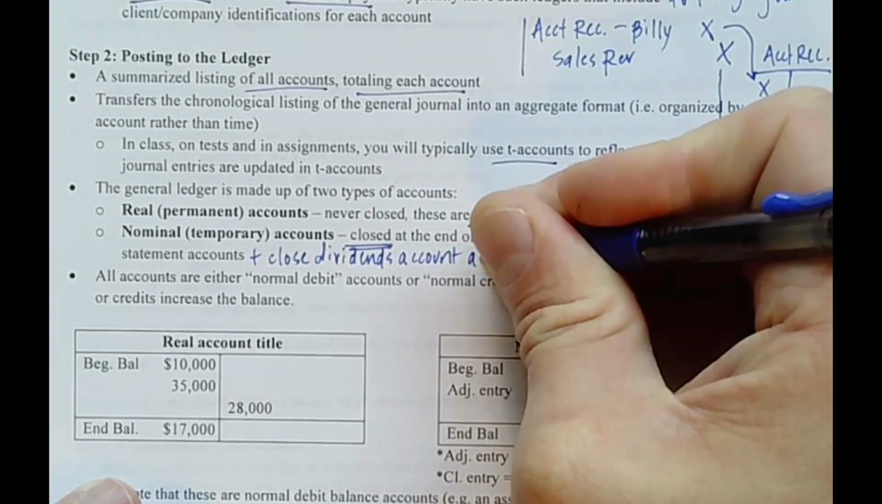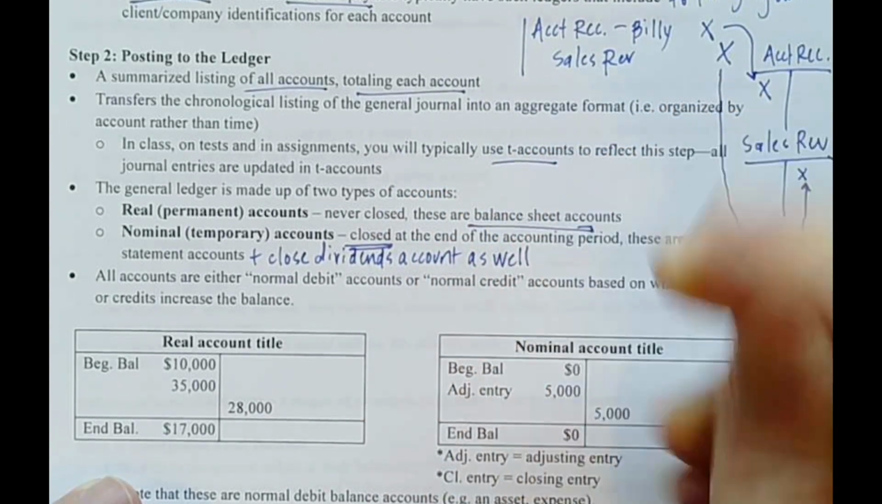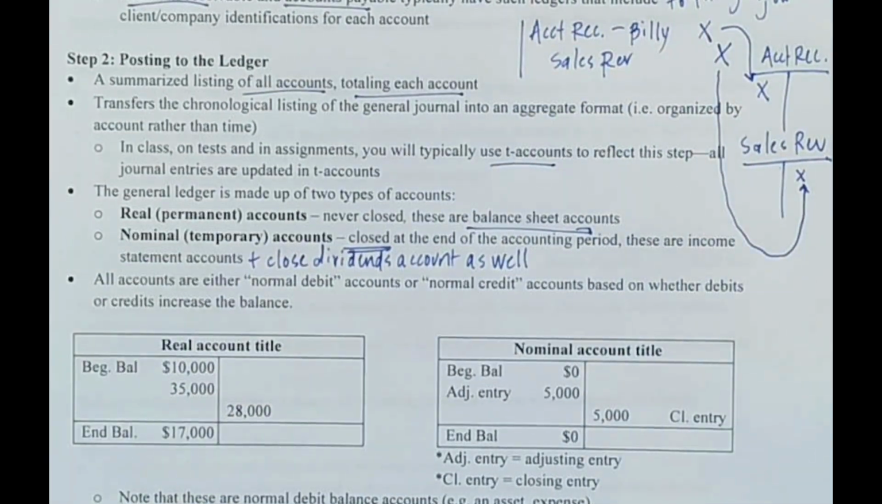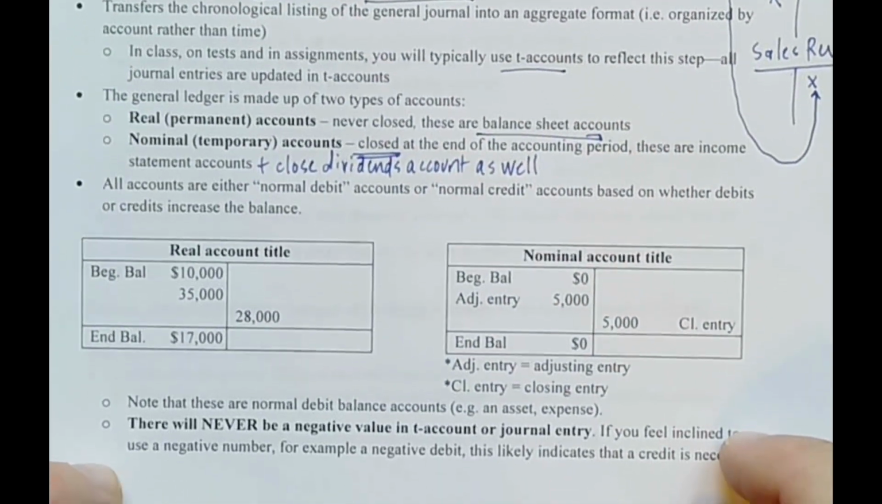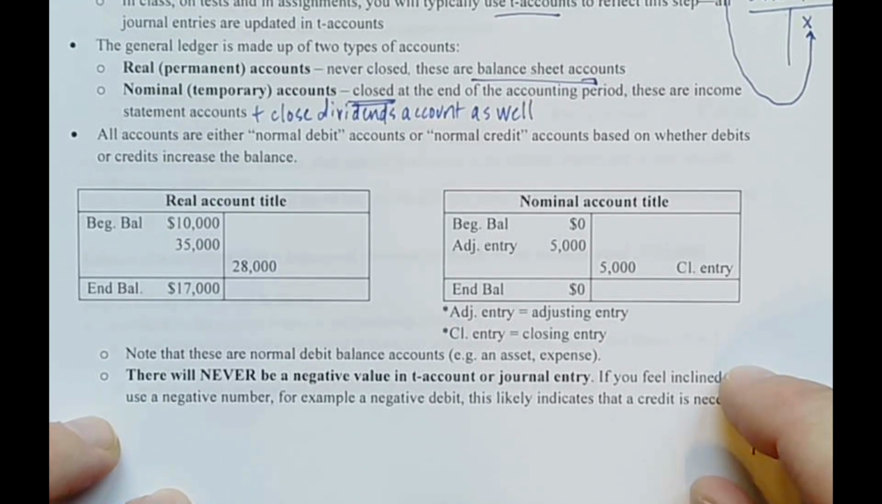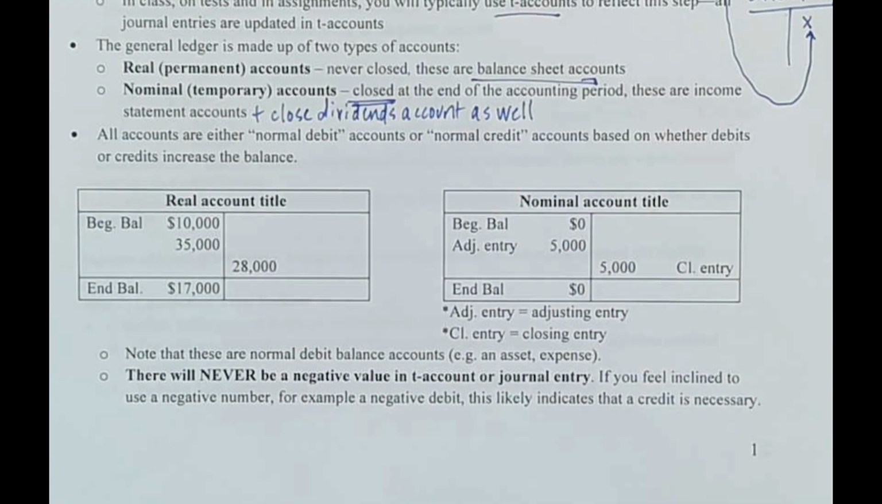On top of this, and I discussed it a little bit in one of the final videos in Module 1.2, accounts can be normal debit accounts or normal credit accounts, and this designation is based on whether debits increase the balance or credits increase the balance. If a debit increases the balance of an account, then we have a normal debit balance. If credits increase the balance of an account, then we have a normal credit balance.